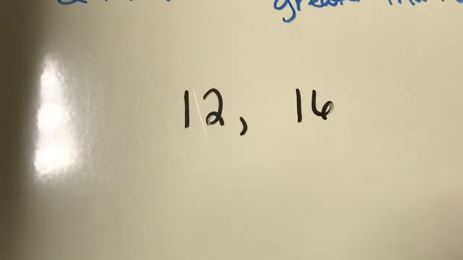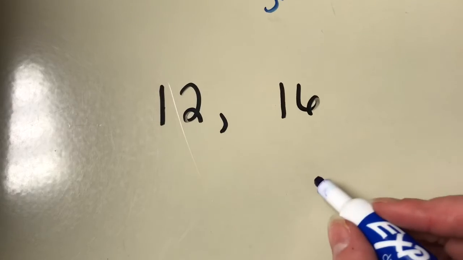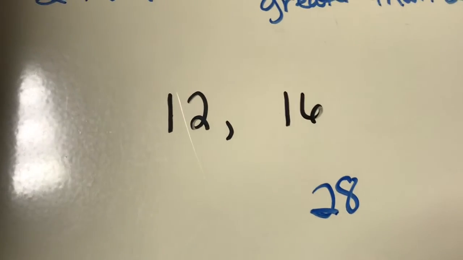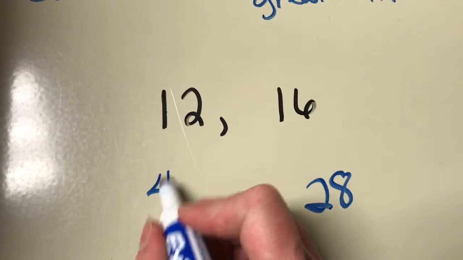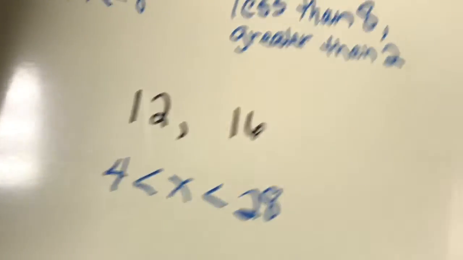All right, let's look at 12 and 16. Yes, it needs to be less than 28, but greater than 4. Good. There we go. All right, next. We have one more.